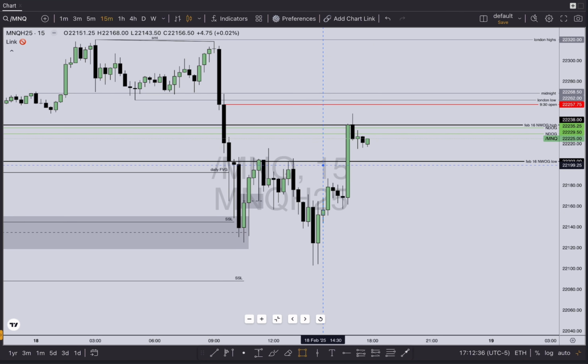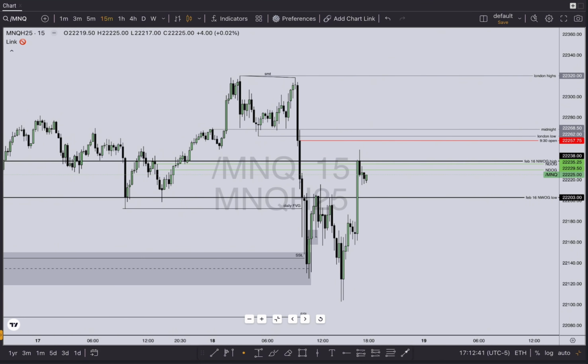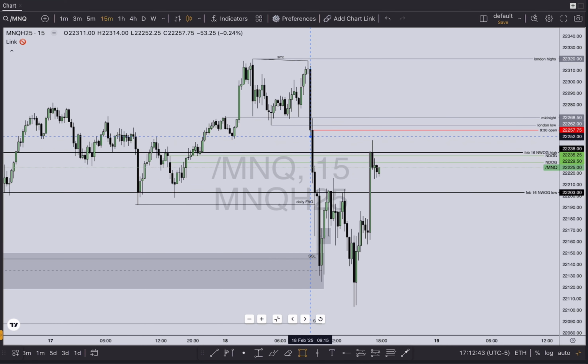Going down to the 15 minute now, we can see here how 9:30 opened right here, and price, before even 9:30, reacted off this SMT and just dumped and swept this low.